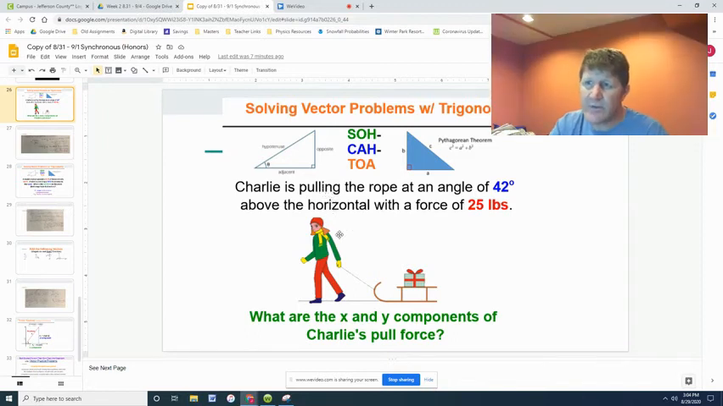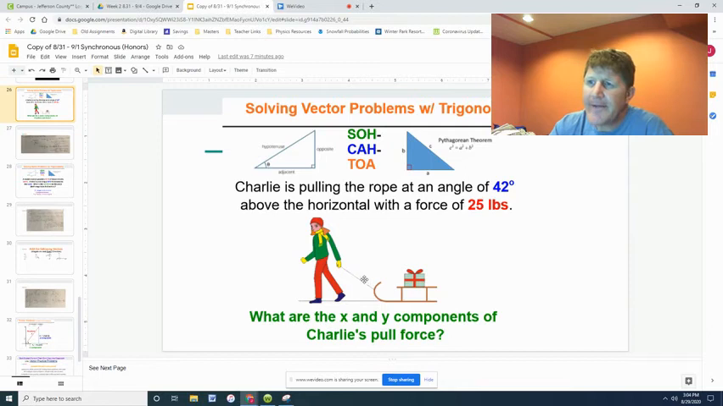physics problems. So we have Charlie here that is pulling this sled with a force of 25 pounds and at an angle of 42 degrees from the horizontal, okay? So his force of 25 pounds, that is not the X and Y. So we want to know what the X and Y components of this force are. Okay, so we are going to resolve those forces.